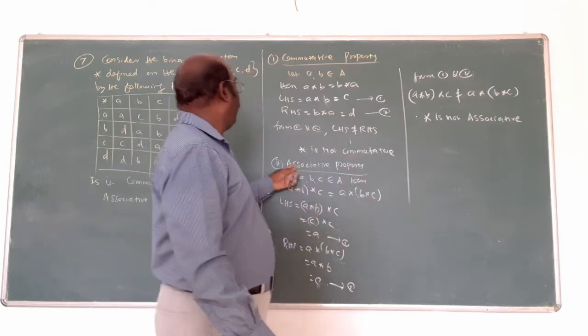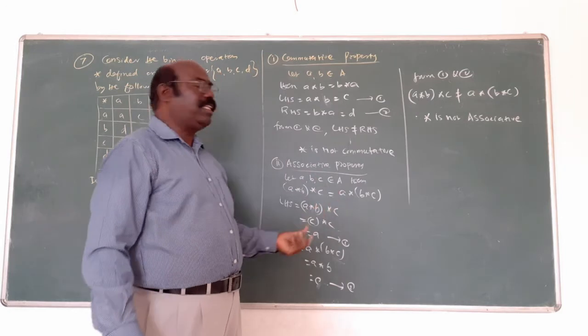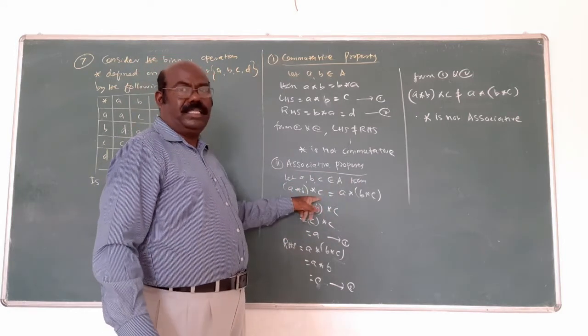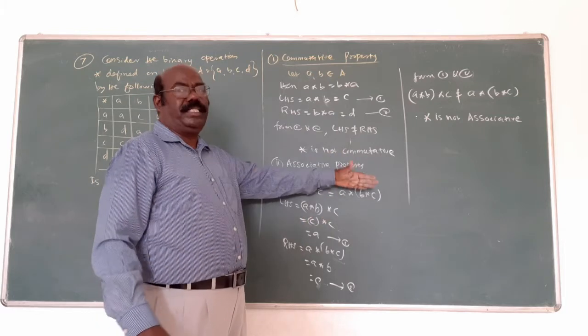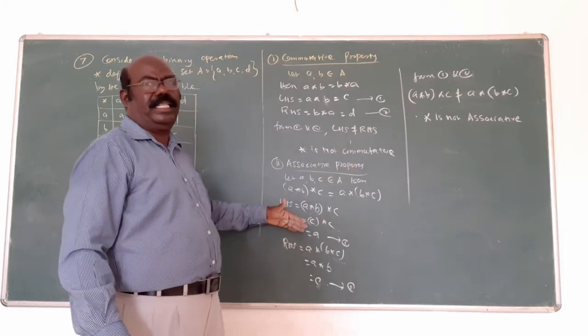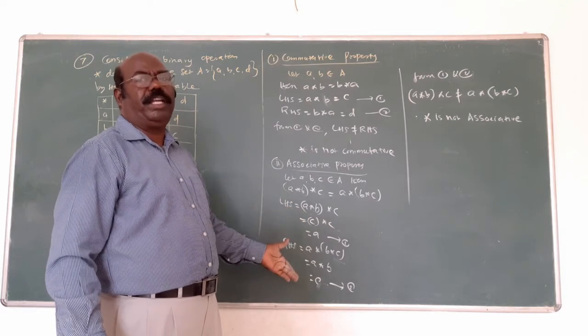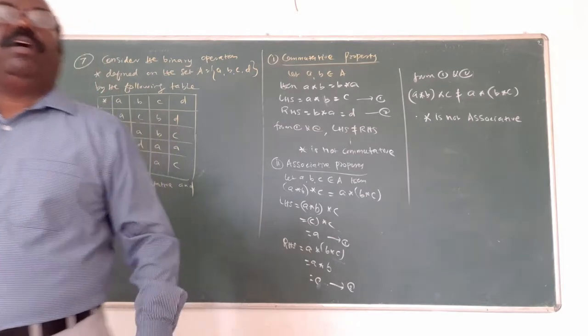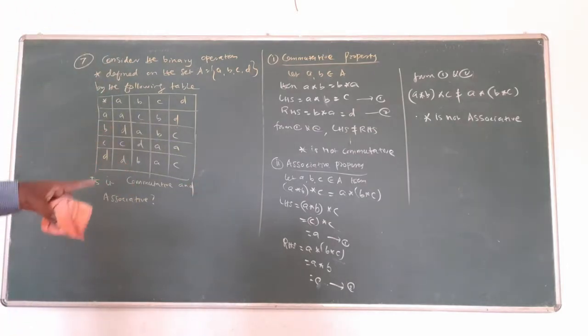Here also write the definition of associative property. What is the definition? A, B, C belongs to A, then A star B star C equal to A star B star C. This is the definition. Now start with LHS and RHS. If both are equal, star is associative. Not equal means not associative. With this type of problem, first write the definition, then you will find it. This is easy for you.